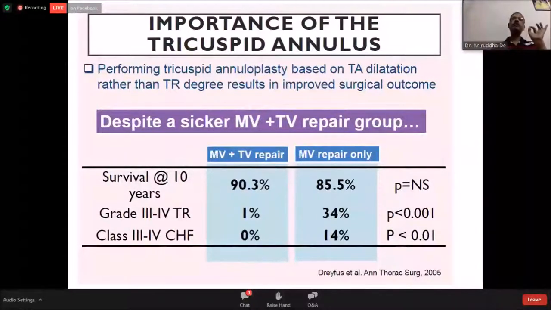Now, what is the importance of the tricuspid annulus? Because this is very, very important. If you do MV repair only, without TV repair, you can find that grade 3 to grade 4 TR persists in 34% of patients, and mortality is high. And if you do MV and TV repair, mortality is very low.